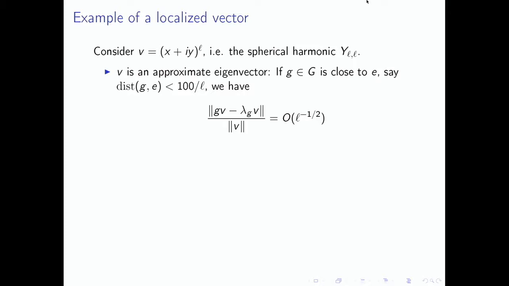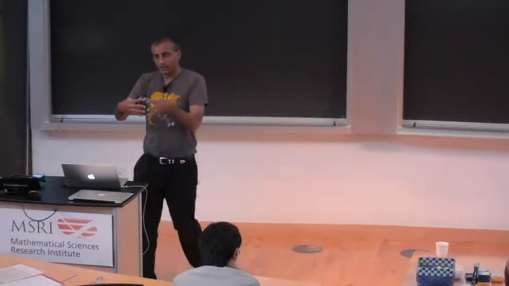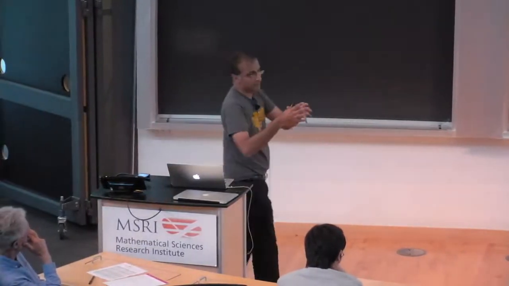Yeah. So I think I should say in relation to that, if you took this ball to be too small, then everything is trivially an approximate eigenvector. So you have to choose the correct scale to make it an interesting concept. And again, there's some parallel to the uncertainty scale.